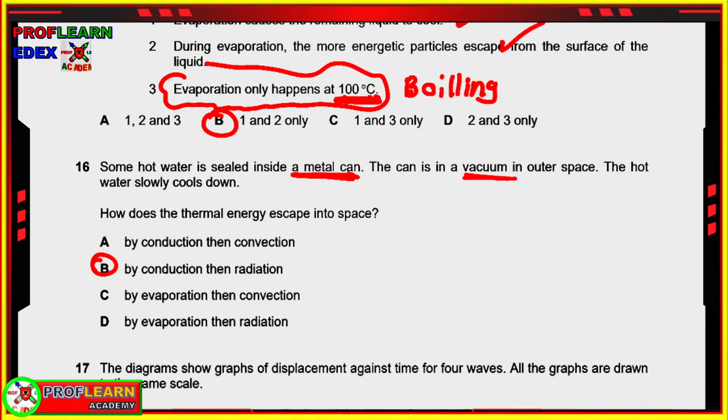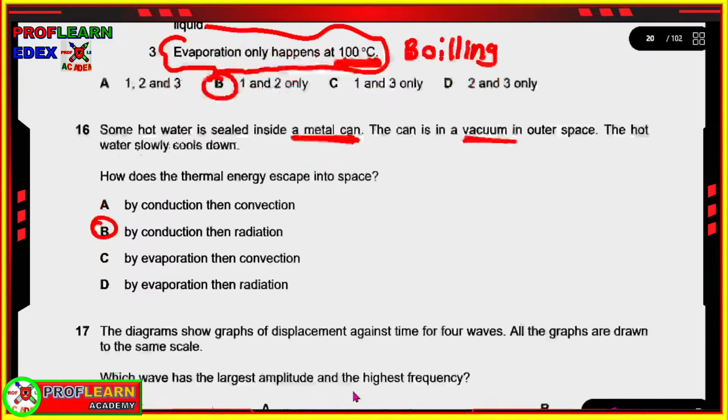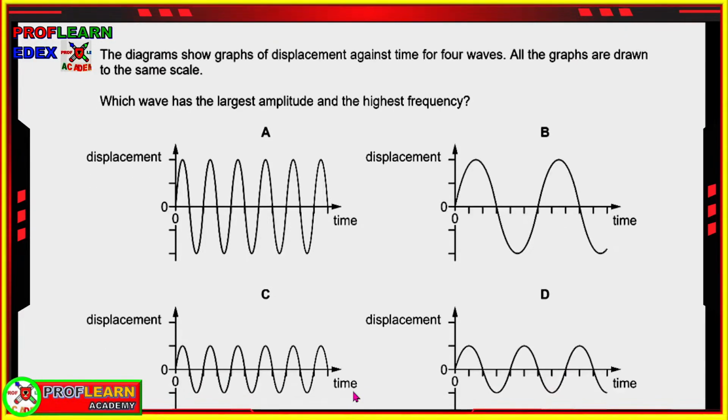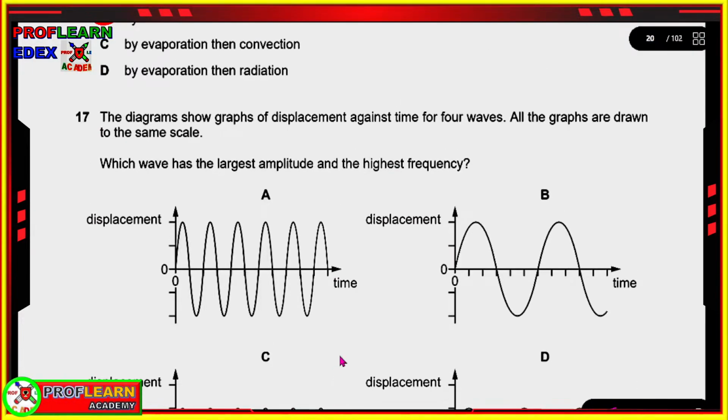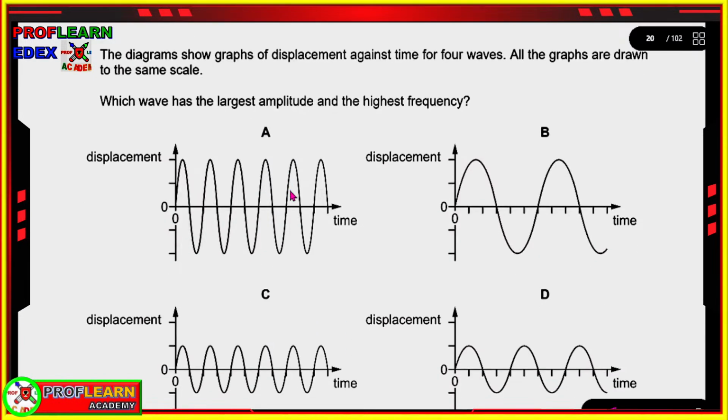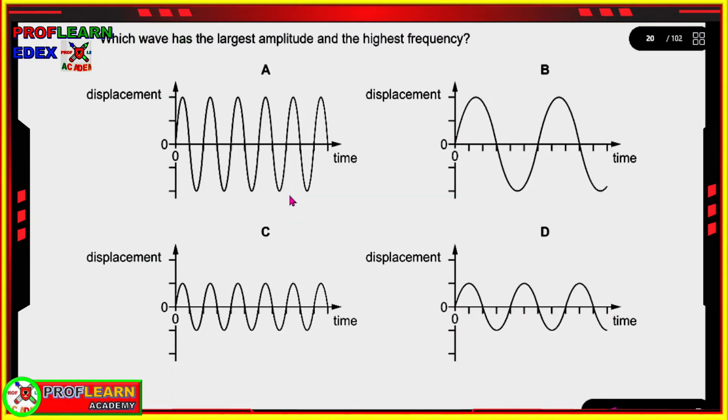16b, correct. The diagram shows graphs of displacement against time for 4 waves. All the graphs are shown on the same scale. Which wave has the largest amplitude and highest frequency? Largest amplitude and highest frequency.